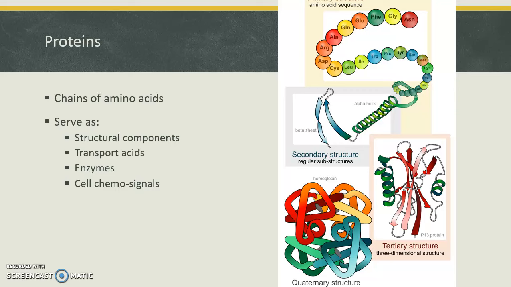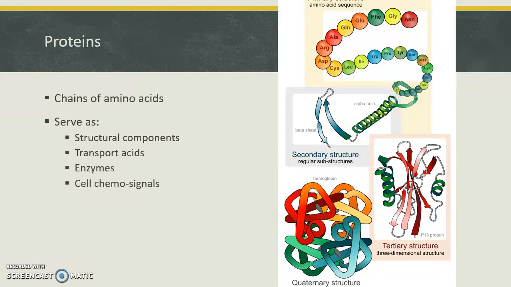So moving on to proteins. Proteins are chains of amino acids. So the monomer of a protein is an amino acid, and the polymer we will sometimes call a polypeptide. Anytime you hear the word pep, that's going to be referring to protein in some way. So we call them polypeptides, or we call them proteins.